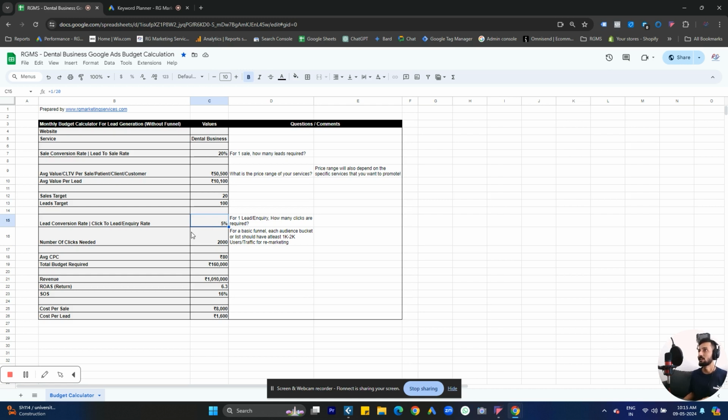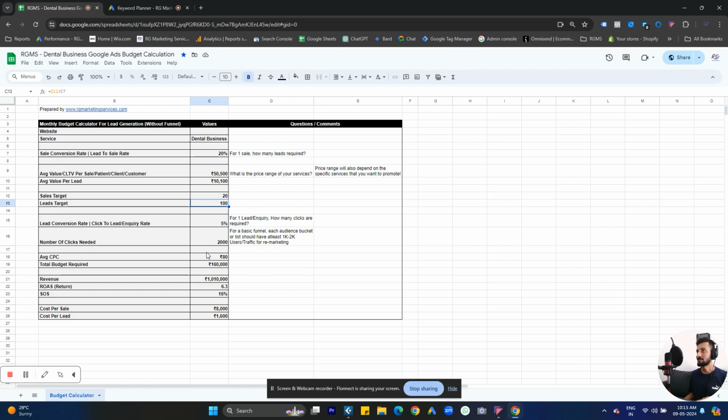Okay, so next we need to understand how many clicks we need to get those 100 leads that we calculated. As per the 5% conversion rate, we would need at least 2000 clicks to get these 100 leads, and out of these 100 leads, with a 20% conversion rate, we'll be able to close 20 sales per month. Okay, so this is the basic funnel that we're talking about here.